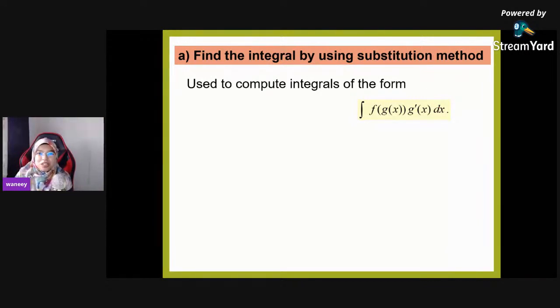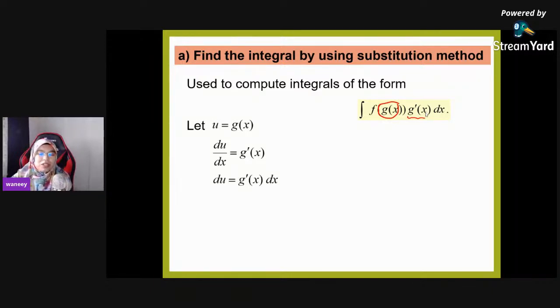When we are using substitution, once we choose our function, let's say I'm using g(x) as my function, if I differentiate this function, I'm going to get its derivative somehow. So that is when I use substitution. Okay, so u equals g(x), and when I differentiate, I get du/dx equals g'(x), and then du equals g'(x) dx.